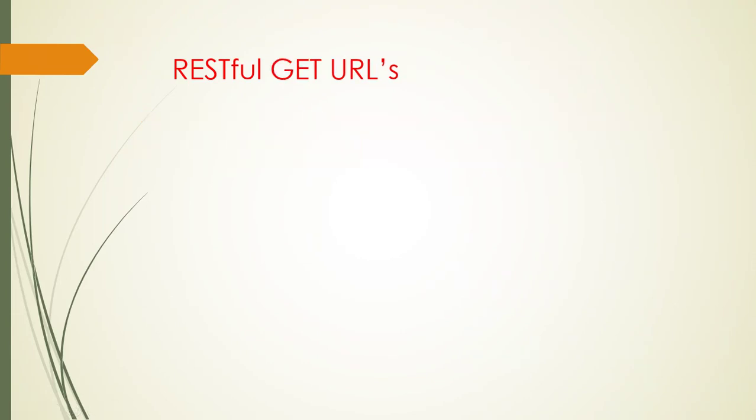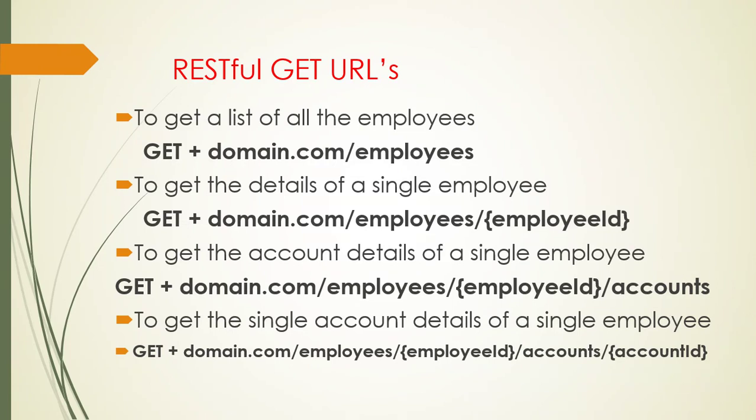Now let's see about RESTful GET URLs. If we are expecting some data from the API, then we use the GET method, GET plus domain.com/employees. If I want to return a list of all the employees, here we will use the HTTP verb GET, then domain.com/employees. See, here we are using plural employees. Some developers may use the singular version. Most preferable is the plural version. Here we can use an API prefix over here. If you want to add an API prefix, then you can use it here.